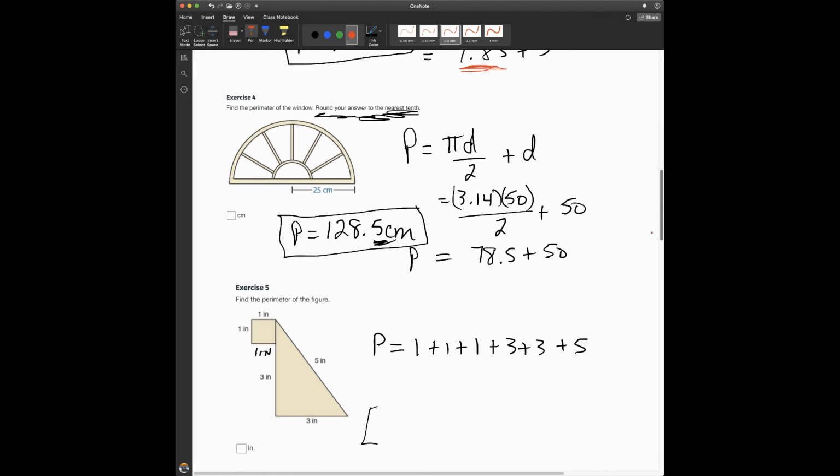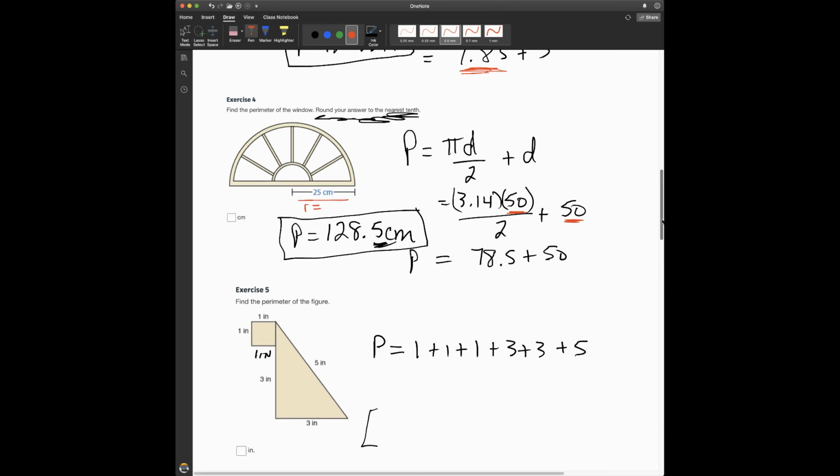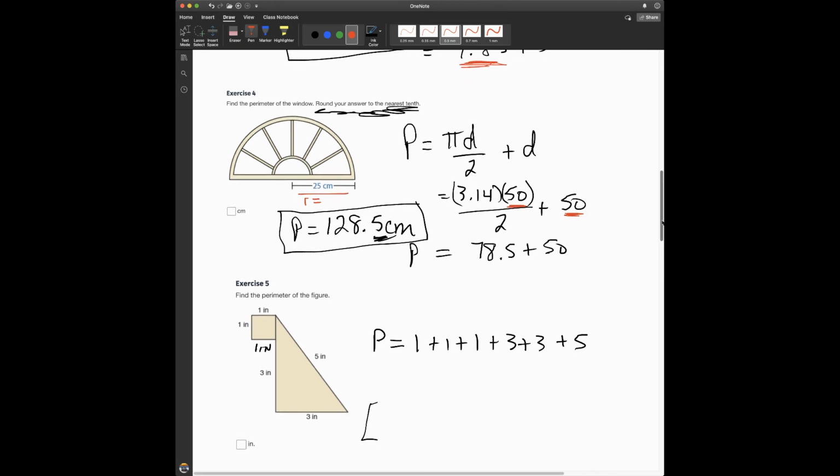For number 4, again, find the perimeter of the window. I use the same formula that I did before. I use the diameter, and so this represents my radius, 25 centimeters, so my diameter is 50 centimeters. So I plug that in both places. I get my answer. It's 128.5 centimeters, which is rounded to the nearest tenth.